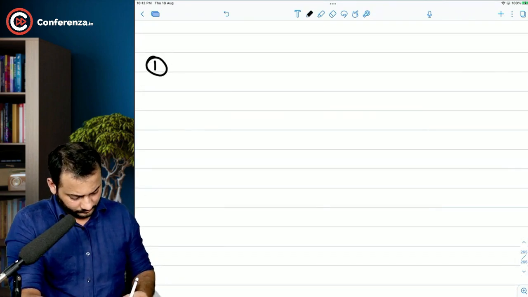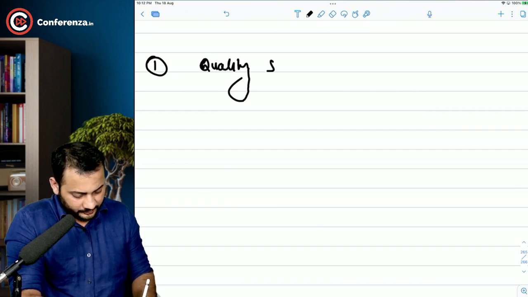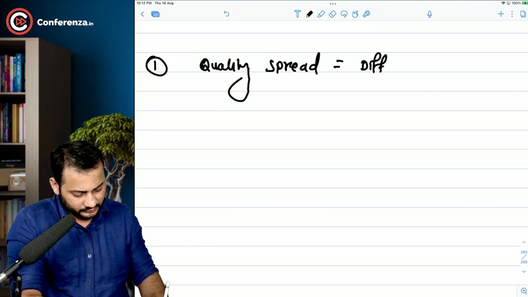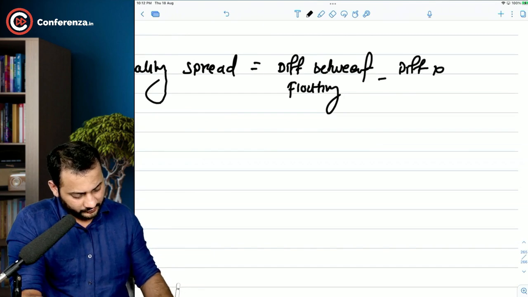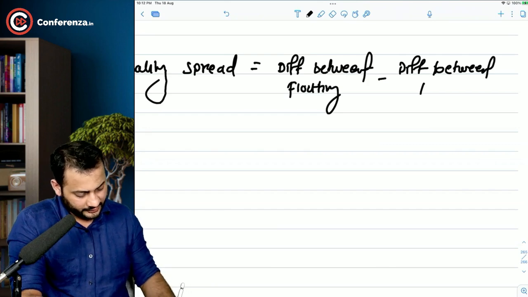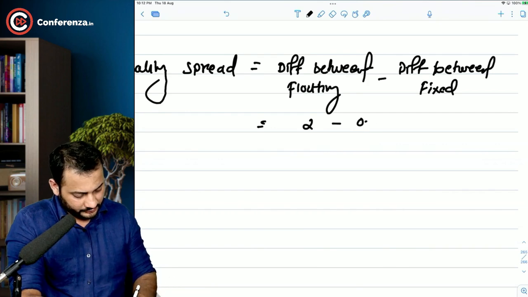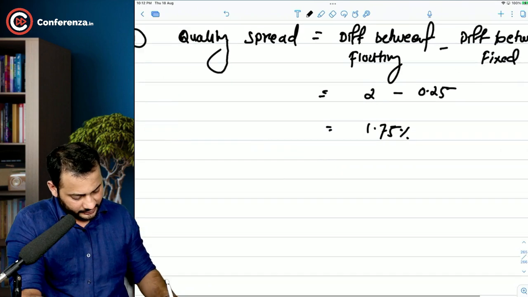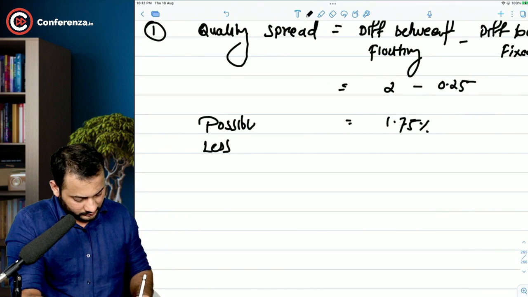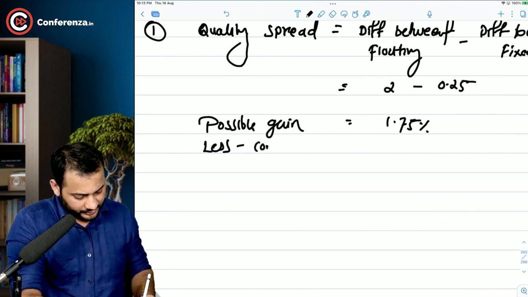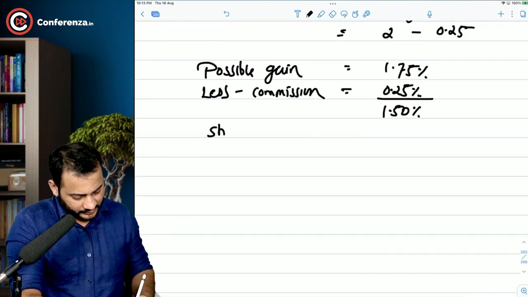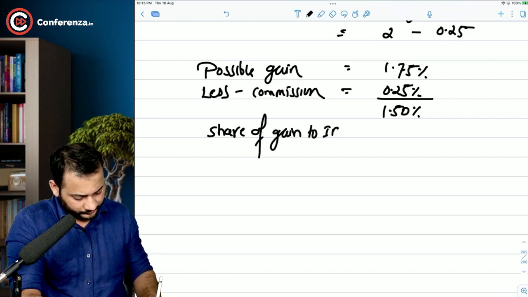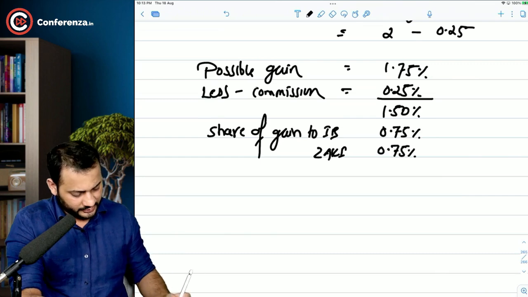First of all, quality spread is the difference between floating minus the difference between, absolute difference, right? Fixed. So this is 2 minus 0.25, that's 1.75%. Possible gain less commission of the institute, 0.25%. So 1.5%. In this, share of gain to IB and to Zaki, 0.75. What does that mean?